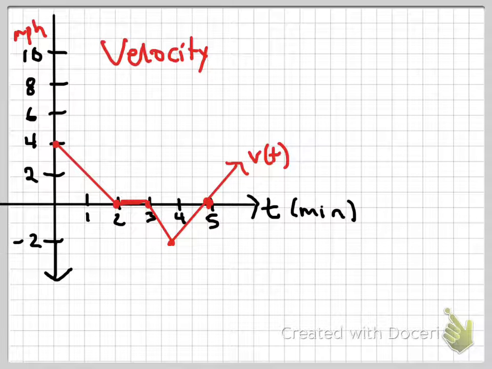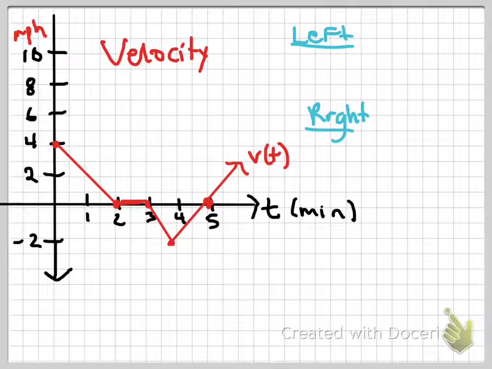-2 velocity. So when I start asking those questions, when's the object moving to the left? When's the object moving to the right? And when is it stationary? Now I got to look at this graph and answer it a little bit differently. Don't use the slope. You'll be wrong if you use the slope.